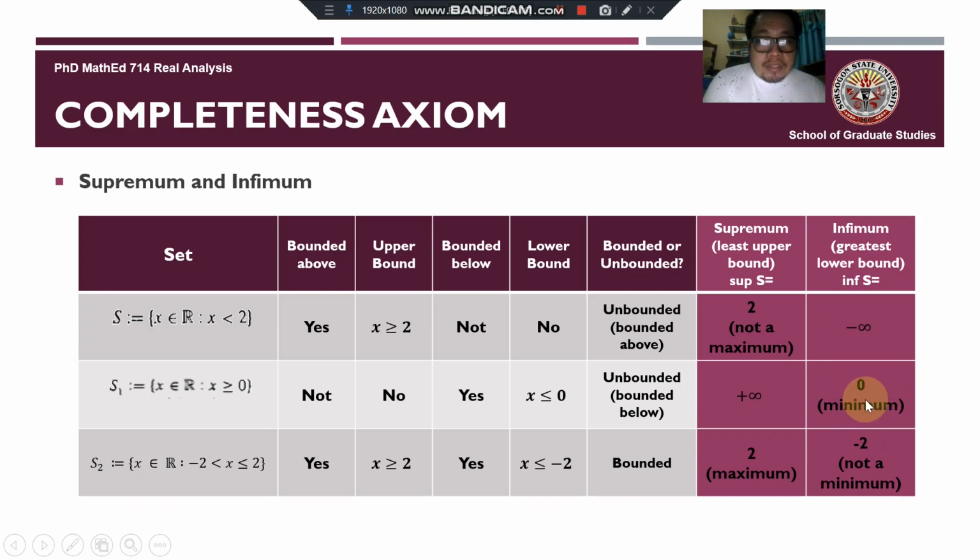Why is it considered a minimum? Since we have not only greater than 0 but equal to 0, it is included as one of the elements of set S sub 1.